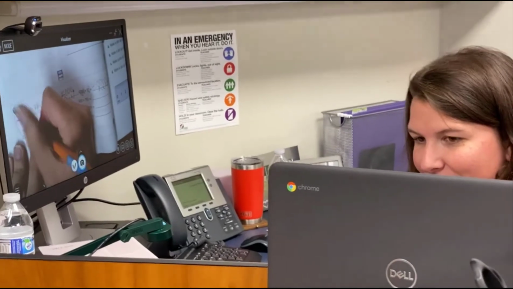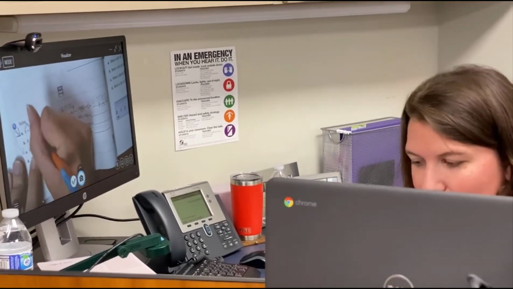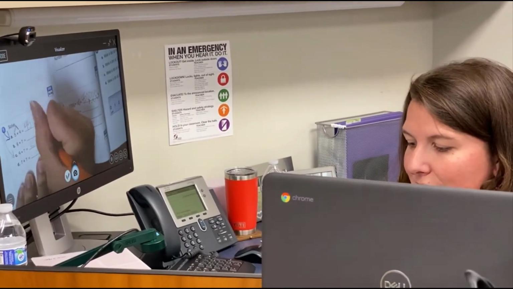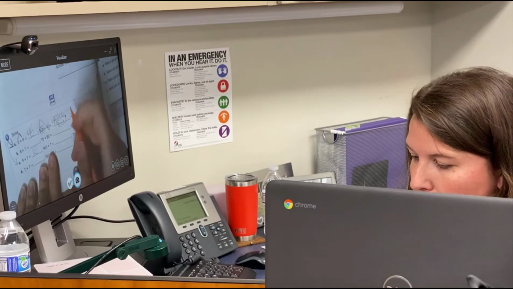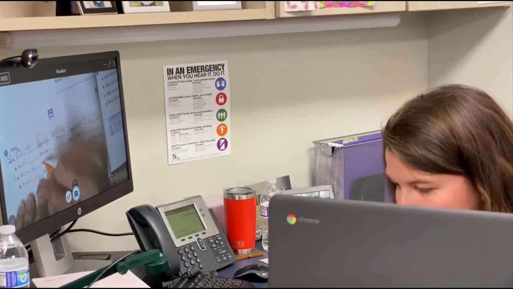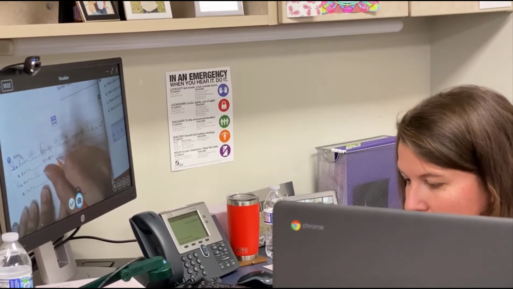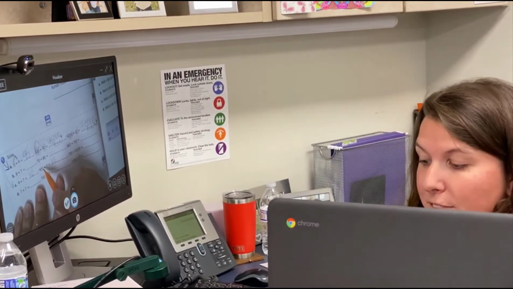9 times 7 is 63. Rock star, love it. Moving on to the extended fact of 900 times 7. What would you need to do? Our simple fact is 9 times 7 again, so 63, and add the extra zeros. Awesome, and how many place values did you add?